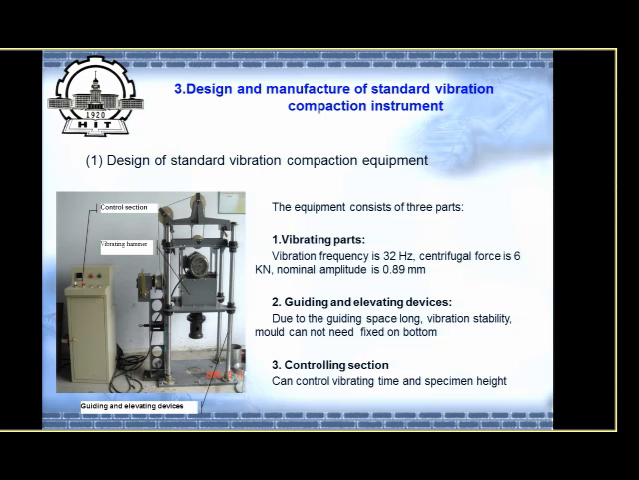This is the design of the standard vibration compaction instrument. There are 3 parts. One is the vibrating part, another is the guiding and elevating device, and the third is the control section. We can control the vibration time and the specimen height, because if we do some tests, we need the same height of the specimen.